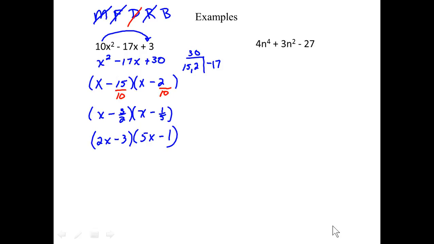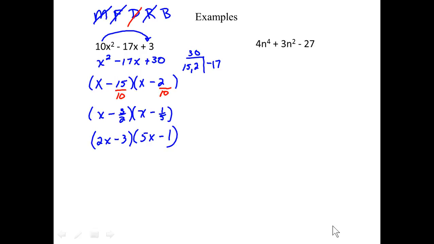Guys, listen to me. It doesn't matter which method you choose. It will take some practice. It doesn't matter if you do box, bottoms up, guess check. It does not matter. You will have to practice this. Have to. All right, let's go with the one on the right.